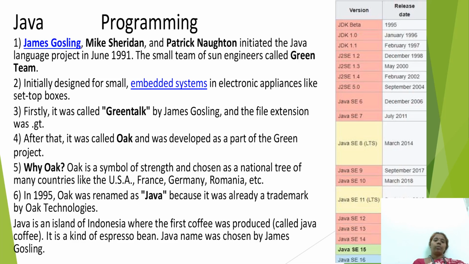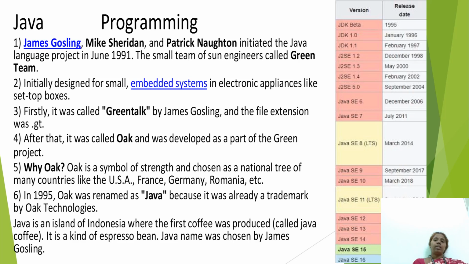Why Oak? Oak is a symbol of strength and was chosen as a national tree of many countries like USA, France, Germany, Romania, etc. In 1995, Oak was renamed Java because Oak was already a trademark of Oak Technologies. Java is an island of Indonesia where the first coffee was produced, called Java coffee. It is a kind of espresso bean. The Java name was chosen by James Gosling.